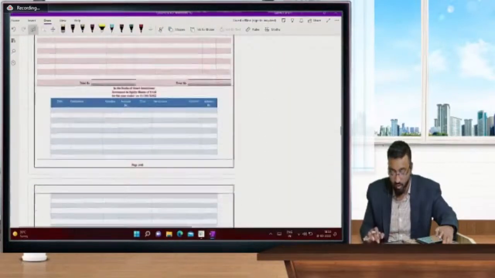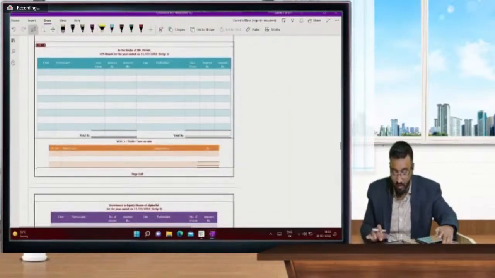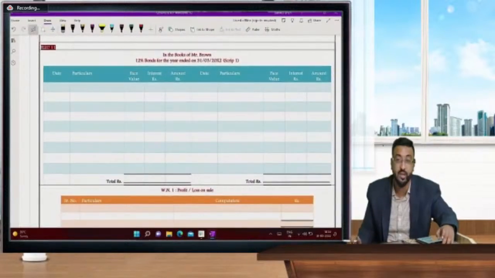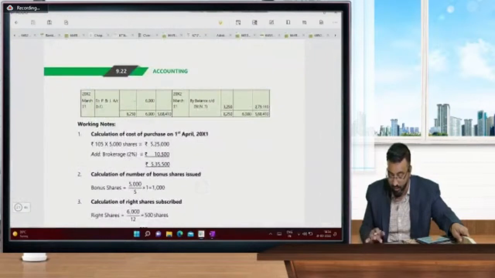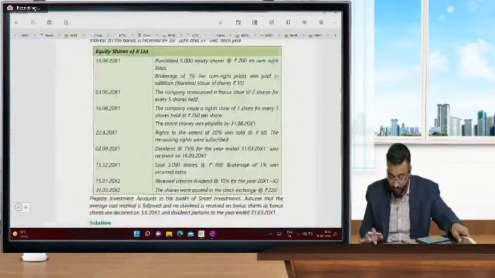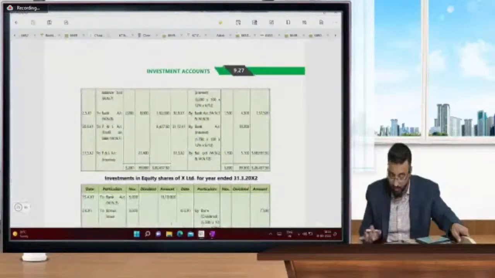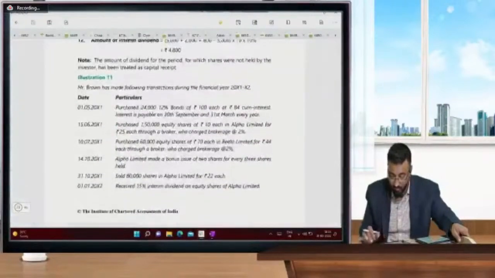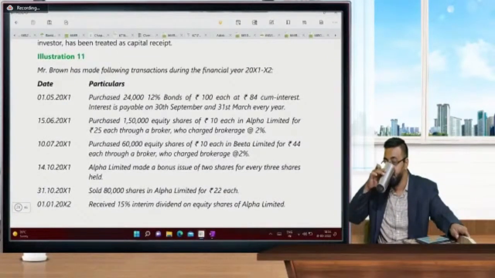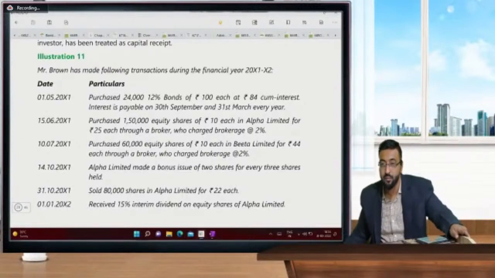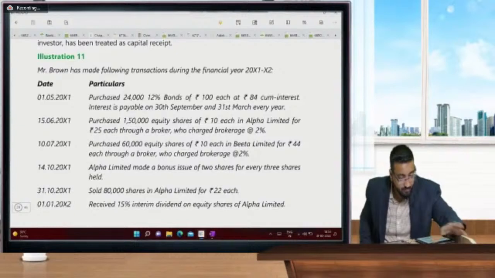Now everyone will solve illustration 11 with me. Ilu 11. Script 1, script 2, script 3. I am giving you time. No, not today is no time, beta. This you already have to cover it. Illustration 11. Chalo, illustration 11. Yes. P&L account, yes. Can you show P&L account?